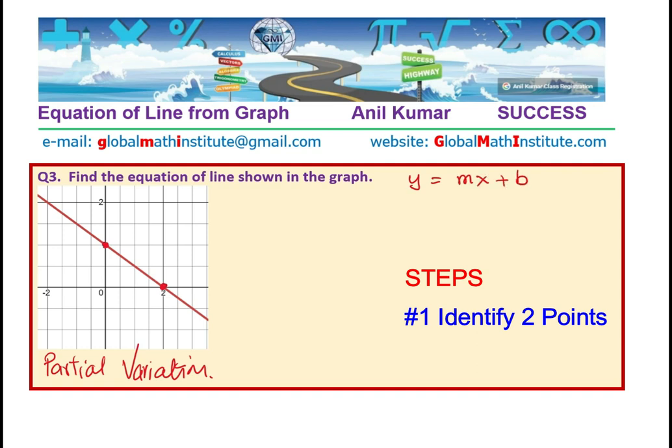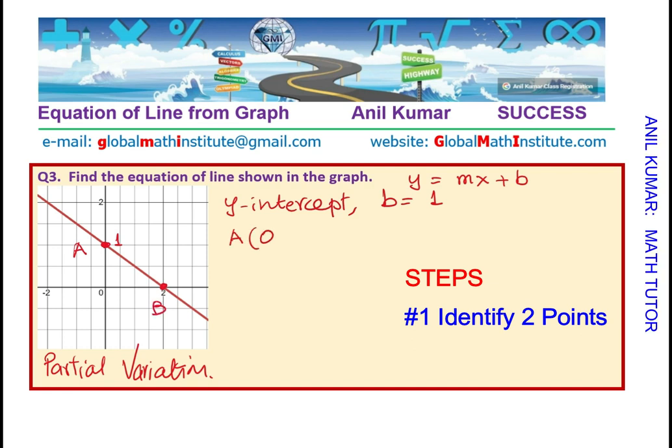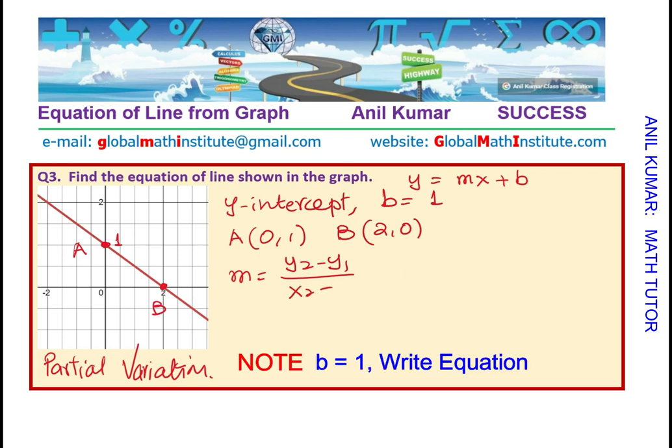We can identify from the graph that b is equal to 1, right? That is the y intercept. So you see y intercept, which is the value of b, is 1. So we know b is 1. Now let's write down the 2 points as A and B. So the point A for us is the y-intercept 0, 1, and point B for us is 2, 0, the x-intercept. So we can now find the slope, which is y2 minus y1 over x2 minus x1.